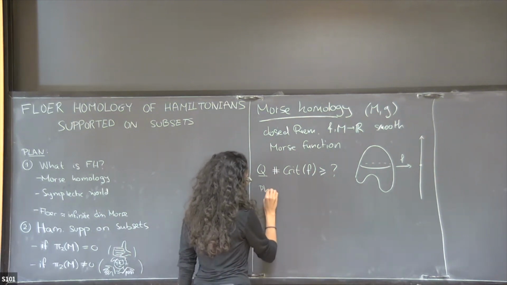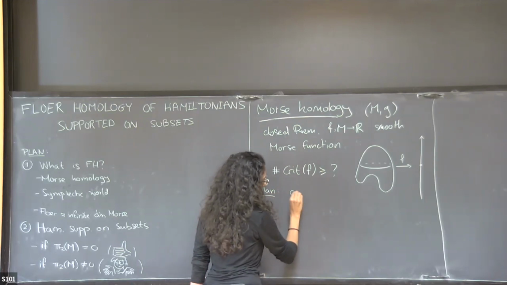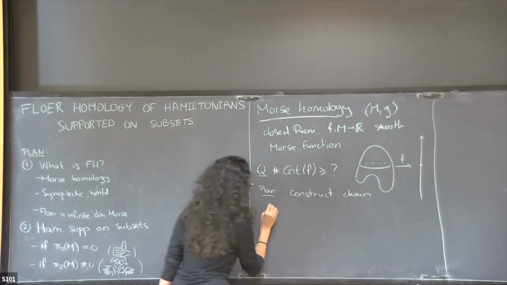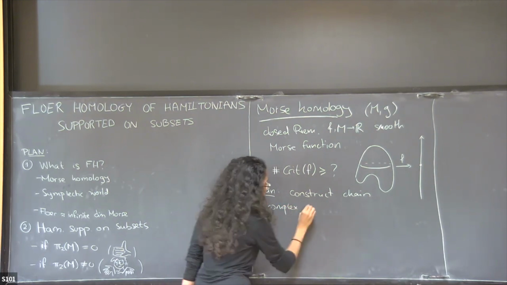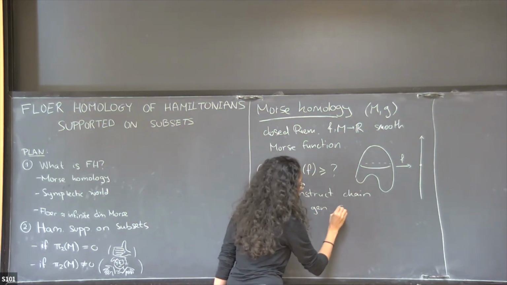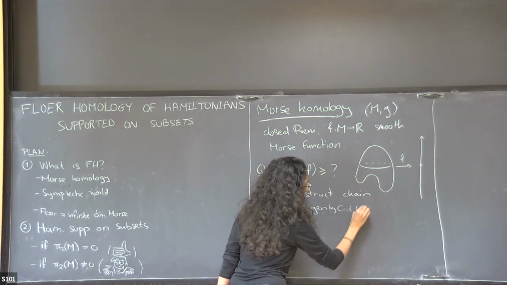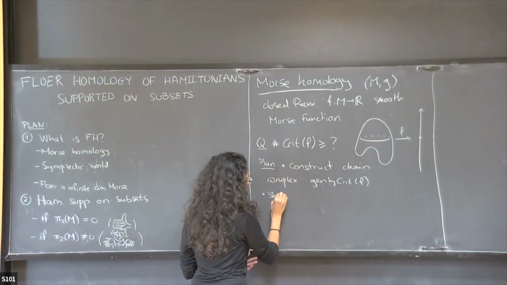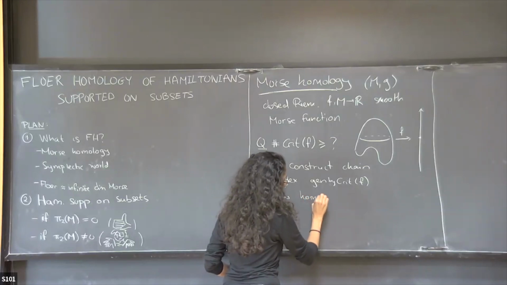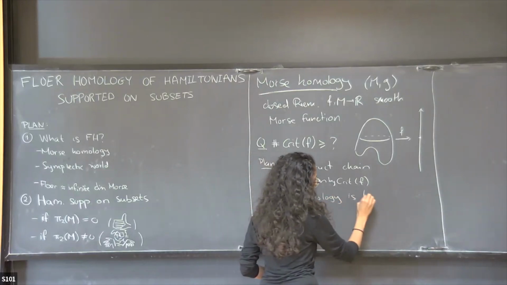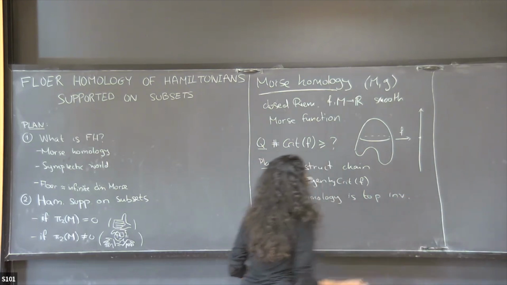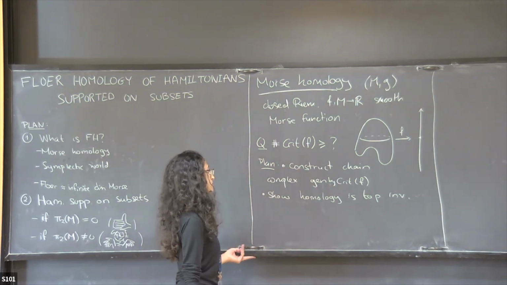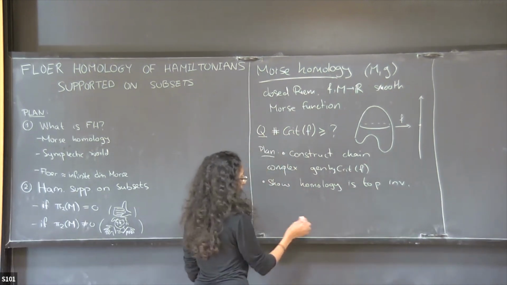So in order to answer this question, one can follow the following plan. You can construct a chain complex that is generated as a vector space by the critical points of F, and show that this is a chain complex, and then show that the homology is a topological invariant. And then the lower bound would be the dimension of this homology. Okay. So this is basically what's done by Morse homology.